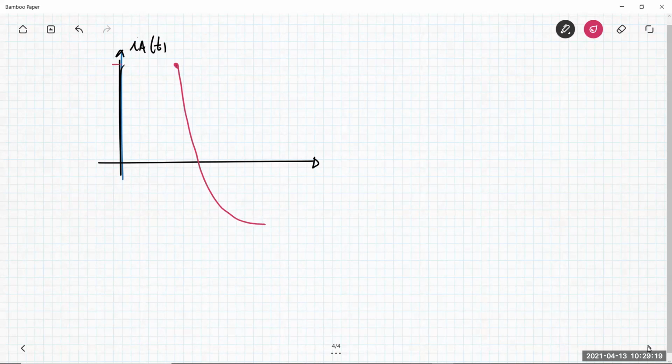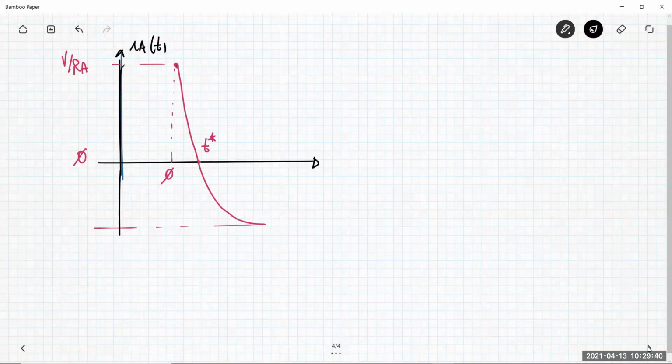The current here is V over RA, supposing that this is the time instant 0, and this is T star. At T star, the current is null, and then we have also the expression for the current at t equal to infinite, which is V minus BVdss over RA, a negative value. Okay, this is IA infinite.